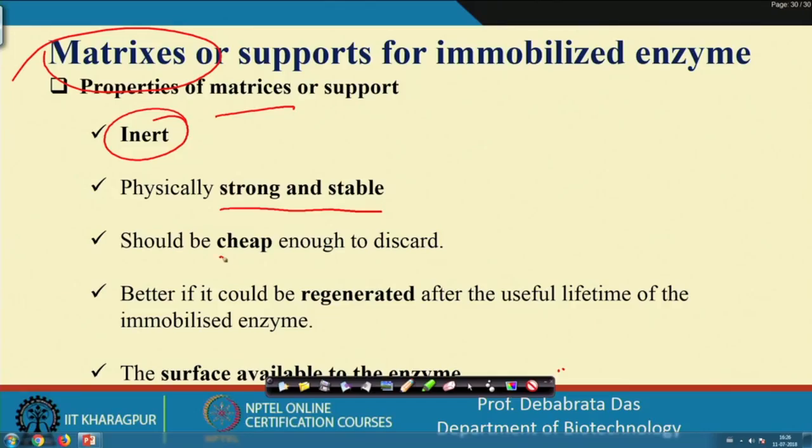So naturally, in a liquid solution, it will settle at the bottom. So what you have to do is some stirring, and for stirring you have to have some kind of shear forces. So it should be stable and strong, otherwise degradation will take place. It should be cheap and regenerable. Regenerable means we can use it again and again. And for surface availability, if the solid matrix has a greater surface area, then more enzyme can be immobilized on the solid matrix.